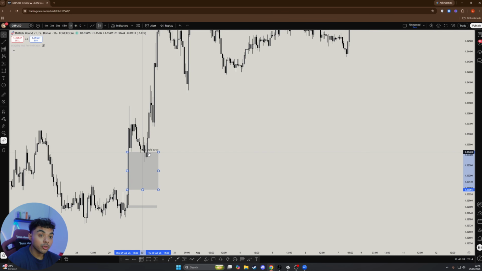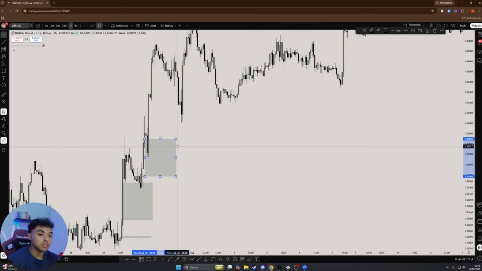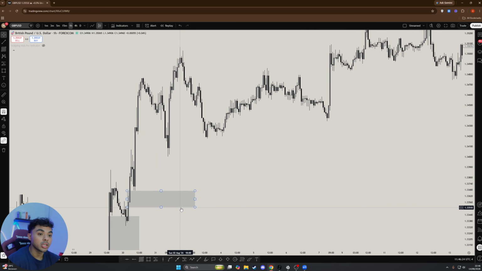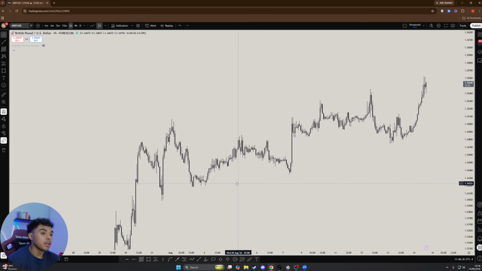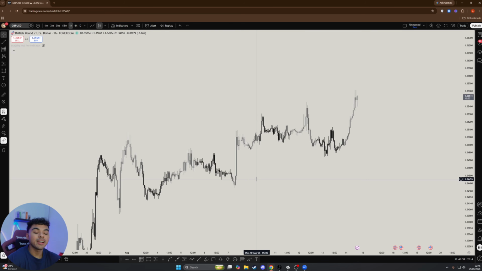Do keep in mind, this is for the sake of practice. Later on, once you actually implement it into your system, you're not going to be marking all of these imbalances like this. This is just for the sake of practice. Once you are okay with spotting imbalances, then you can move forward on refining your imbalances.